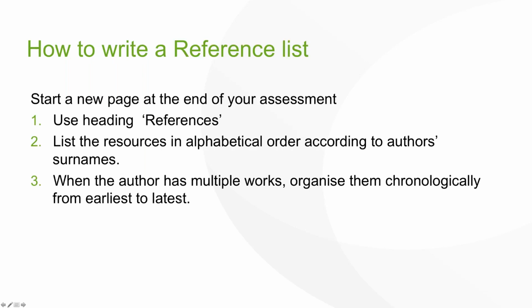So how do you write a reference list? Once you've finished your assessment, start a brand new page. So press enter, enter, enter until you get to a new page. Use the heading references and then list the resources in alphabetical order according to the author's surnames. Now, when the author has multiple works, so for example, if you're using the same author but different texts, you can organize them in chronological order from the earliest text, so for example, 2010, to their latest text, perhaps 2016.